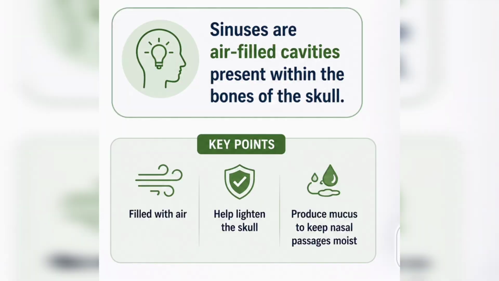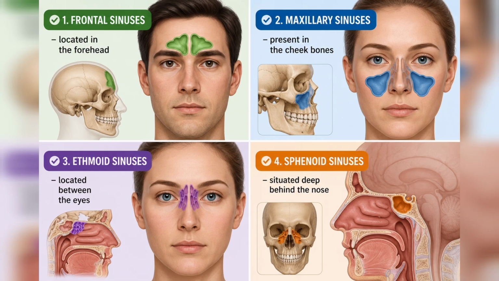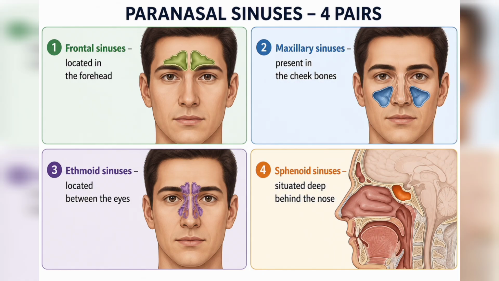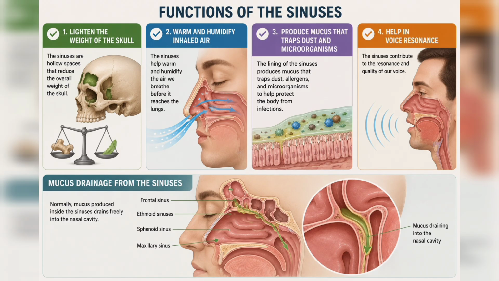Sinuses are air-filled cavities present within the bones of the skull. There are 4 pairs. Frontal sinuses, located in the forehead. Maxillary sinuses, present in the cheekbones. Ethmoid sinuses, located between the eyes. Sphenoid sinuses, situated deep behind the nose.